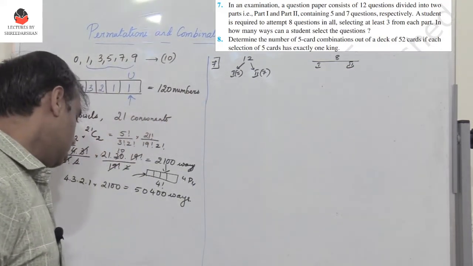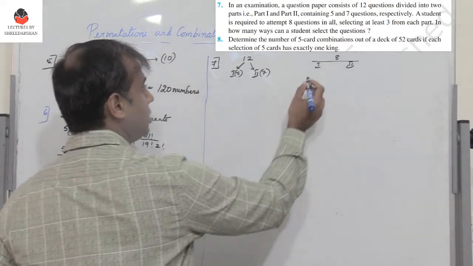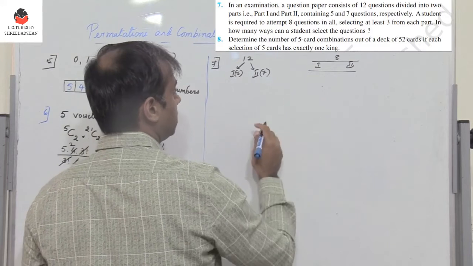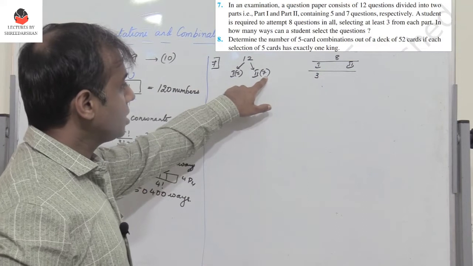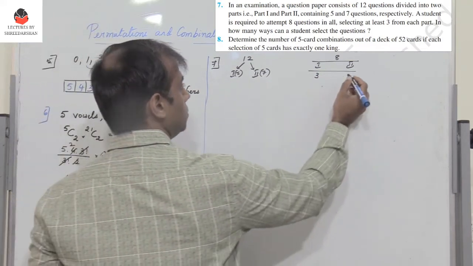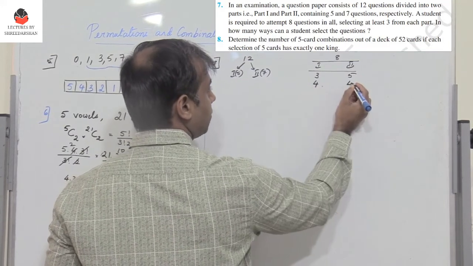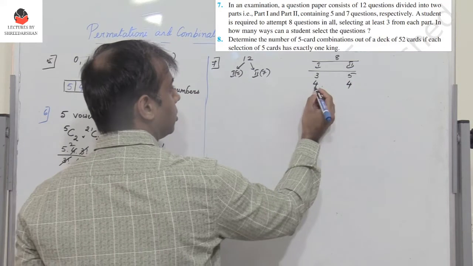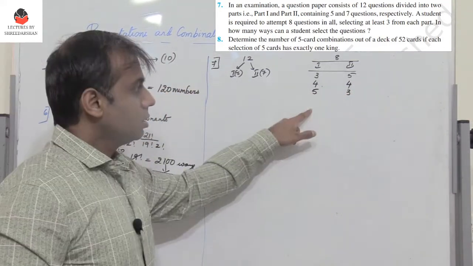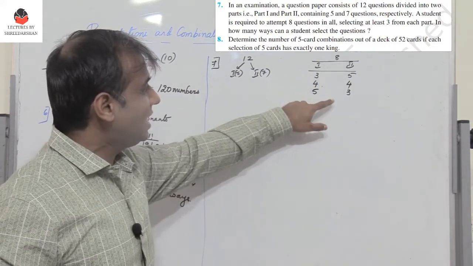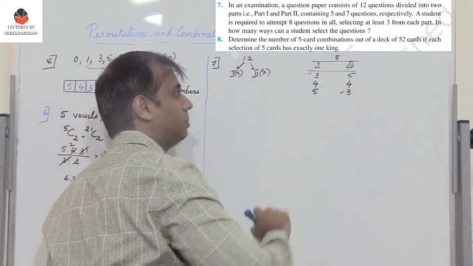But what is the condition? He has to select at least 3 from each part. So let us see what happens. So if a student selects 3 questions from part 1, then he has to select the remaining 5 from part 2. If he selects 4 questions here, he has to select 4 from part 2. And if he selects all the 5 questions from part 1, he has to select 3 from part 2. So this is it, because you have to at least select 3 from each part, right? So I cannot go below 3 either in part 1 or part 2.